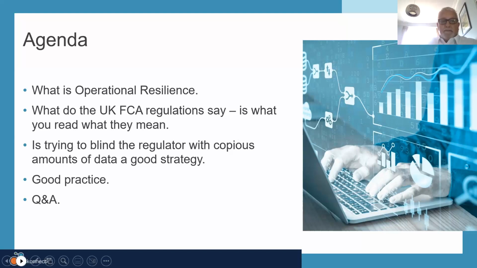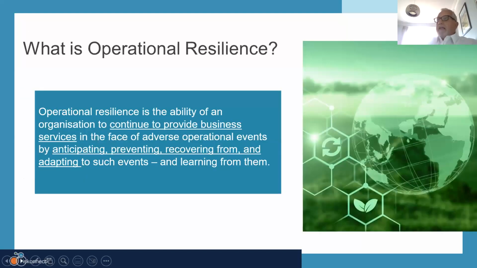Nikki, please. Okay, let's just baseline ourselves here. So this is what we see operational resilience as: it's the ability of an organization to continue to provide business services in the face of adverse operational events by anticipating, preventing, recovering from and adapting to such events and learning from them. That's basically what OpRes is in a nutshell, and that's what we're rolling out as a pragmatic approach.